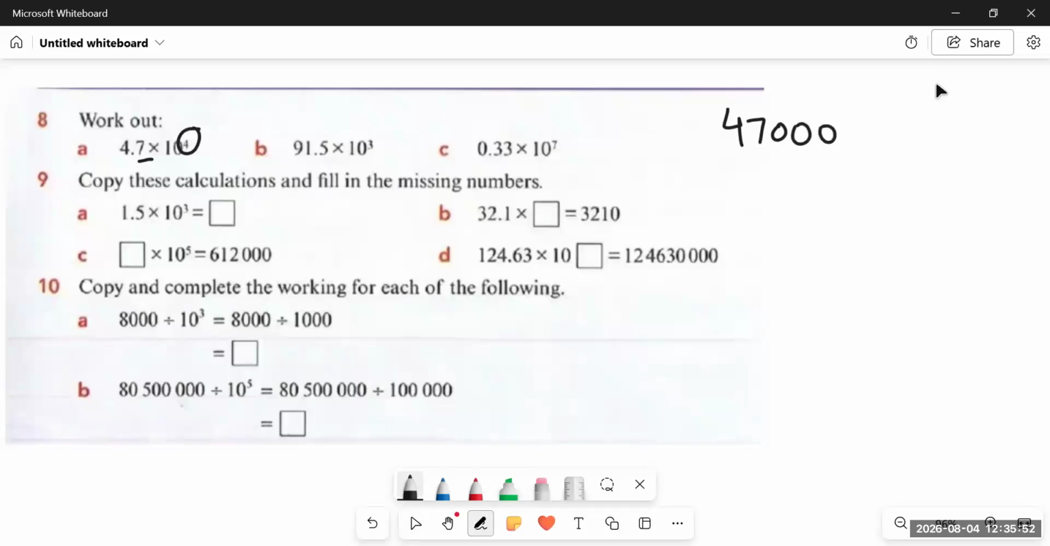Then 91.5 multiplied by 10 power 3. Power 3, 1 decimal place, 3 minus 1 is 2. So it will become 915. We will have 2 zeros.